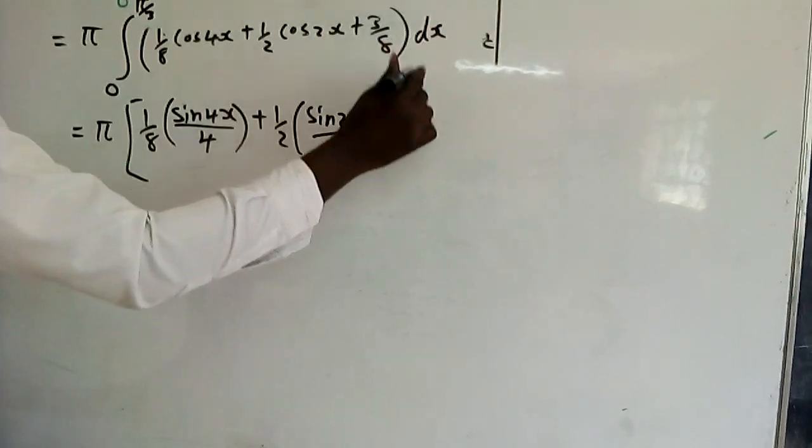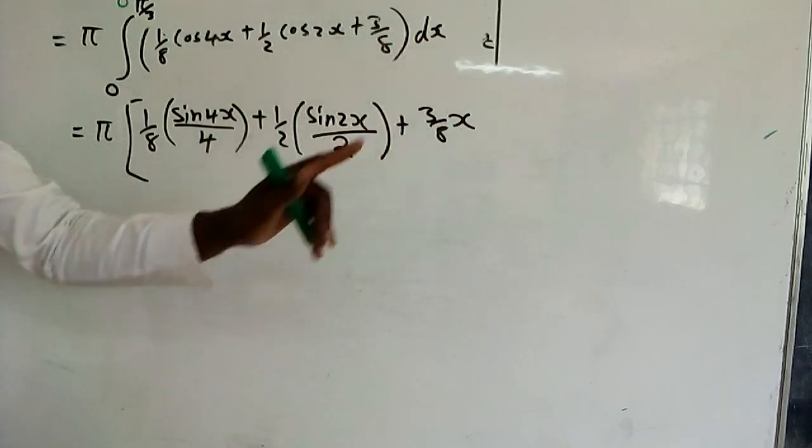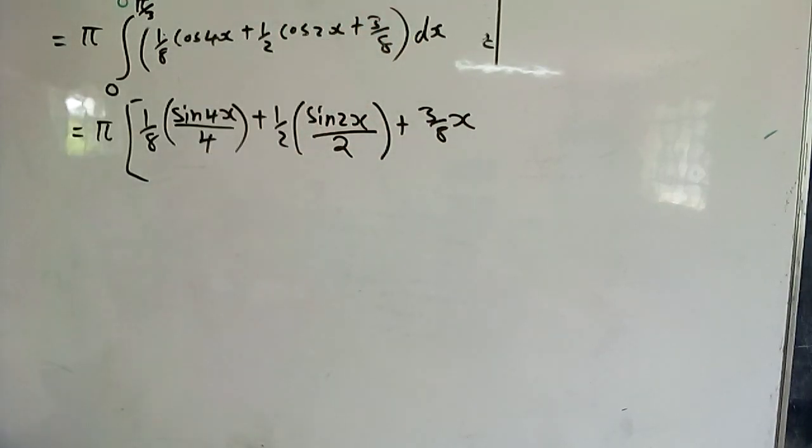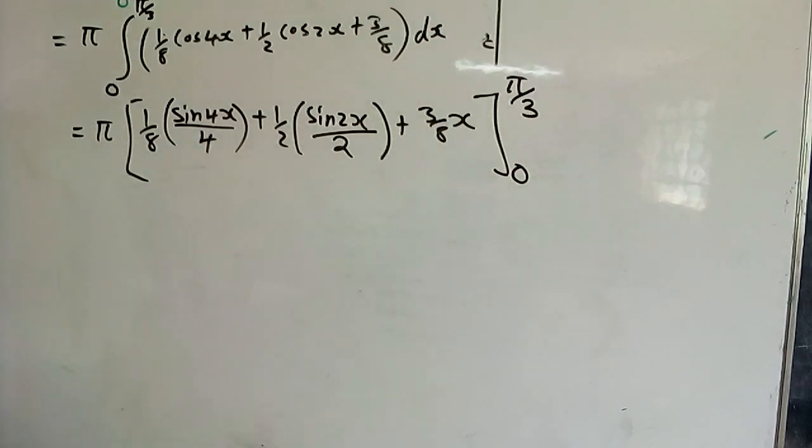If you integrate 3 over 8 with respect to x, you get 3 over 8x because it is a constant. It is 3 over 8 times x raised to power 0, and if you integrate you get x raised to power 1, which is x. Are we together? Then you put the limits. What are your limits? 0 to pi over 3. Are we together? 0 to pi over 3. Continue. So what we do is substitute the limit.